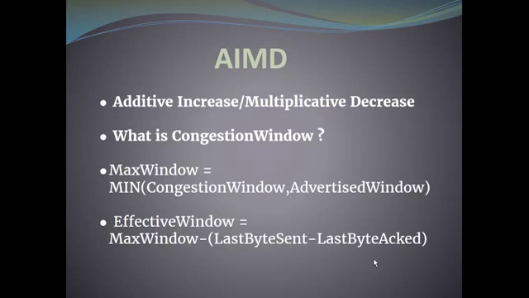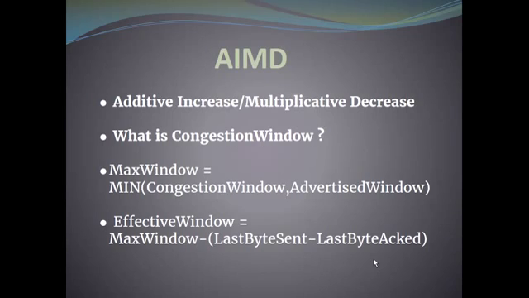So first is AIMD. TCP maintains a new state variable for each connection called congestion window, which is used by the source to limit how much data it is allowed to have in transit at a given time. The congestion window is congestion control's counterpart to flow control's advertised window. TCP is modified such that the maximum number of bytes of unacknowledged data allowed is now the minimum of the congestion window and the advertised window.